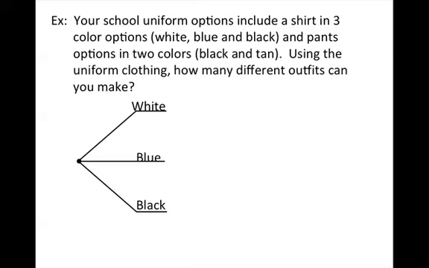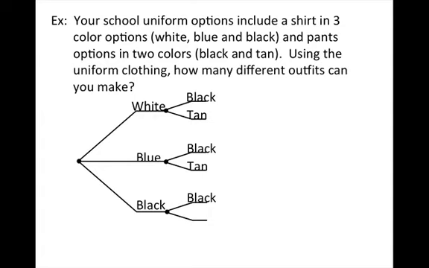Then for each shirt that I choose, I've got to choose a pair of pants, and I have 2 choices, black and tan. So if I choose the white shirt, I can have a black pair of pants or a tan pair of pants. If I choose the blue shirt, I can have the black pants or the tan pants. And if I choose the black shirt, I can have a black pair of pants or the tan pants. And for examples like this, you just assume everything matches.